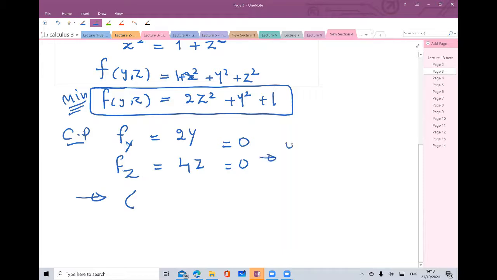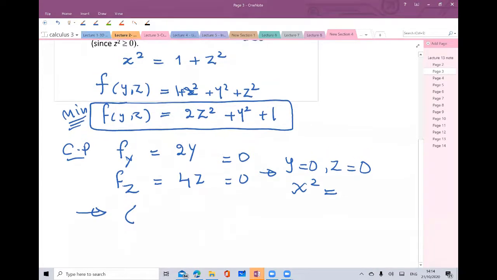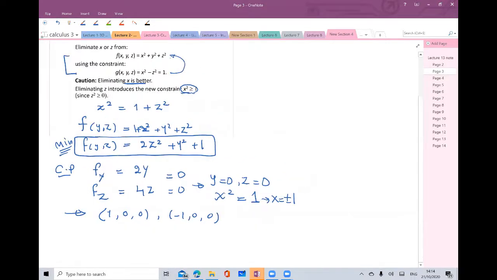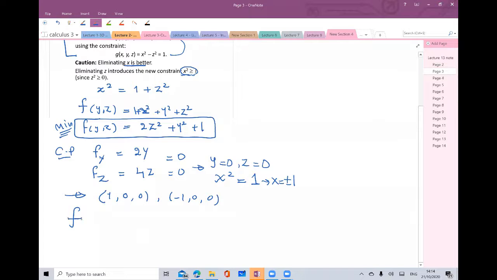So y is 0, z is 0, and I know there is a relation between x and z from my surface, x squared equals 1 plus z squared, so x squared is 1. From here I find that x is plus or minus 1. Overall the critical points are the points 1, 0, 0 and negative 1, 0, 0. This is what you did. Now I found the points. All I care about is the function value at these points.